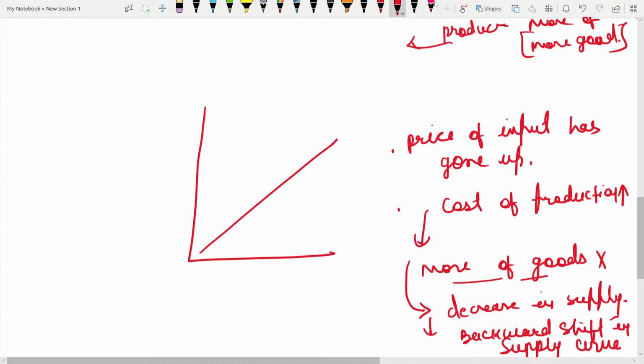Let's take a diagram. This is the supply curve, the original supply curve, and this is the existing price at P. And this is the output supplied. Now, as I told, if the price of input has gone up, this will lead to an increase in cost of production, and therefore producers are not capable to produce more of the goods because the cost of production is very high. So this will cause a backward shift in the supply curve.